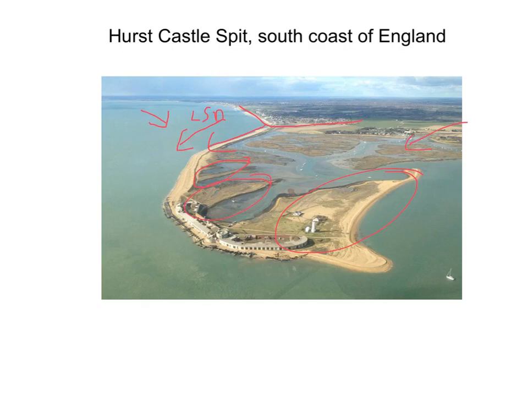And you can see the different uses of the spit. You can see lots of sailing boats down there. People use it as a protected, sheltered area, fishing, and we've even got a castle on the spit which people come and visit. So Hurst Castle Spit's a great example of a spit in England.